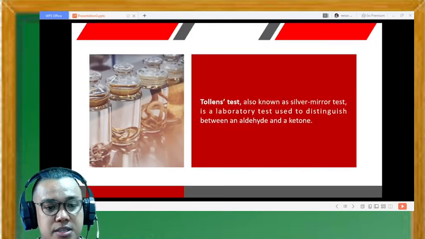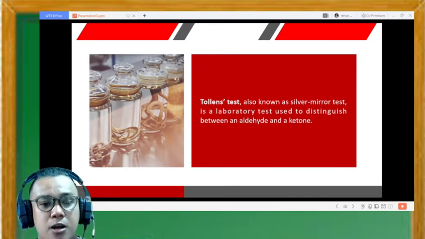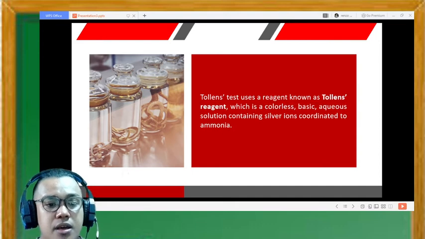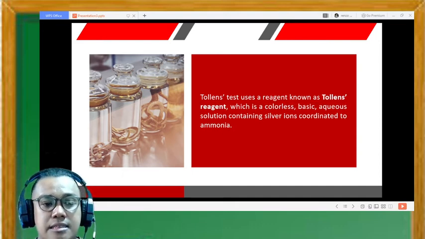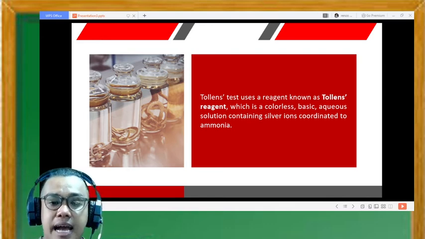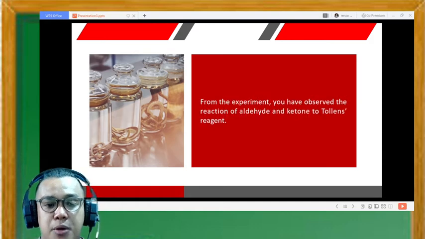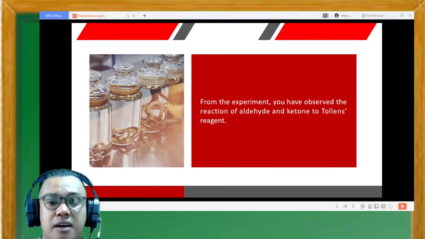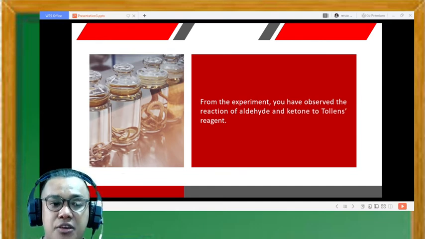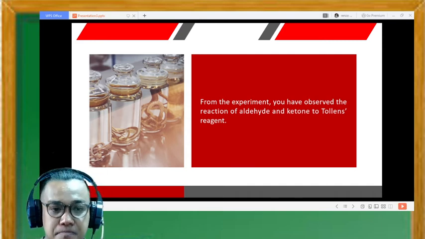Aldehydes and ketones. So, Tollens' test, also known as the silver mirror test, is a laboratory test used to distinguish between an aldehyde and a ketone. Tollens' test uses a reagent known as Tollens' reagent, which is a colorless basic aqueous solution containing silver ions coordinated to ammonia. From the experiment, you have observed the reaction of aldehydes and ketones to Tollens' reagent. You can do that in your house if you have a Tollens' reagent to examine one thing.